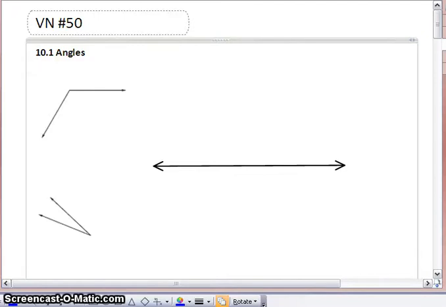Video 50, Angles and Angle Pairs. Let's start by identifying some angles.